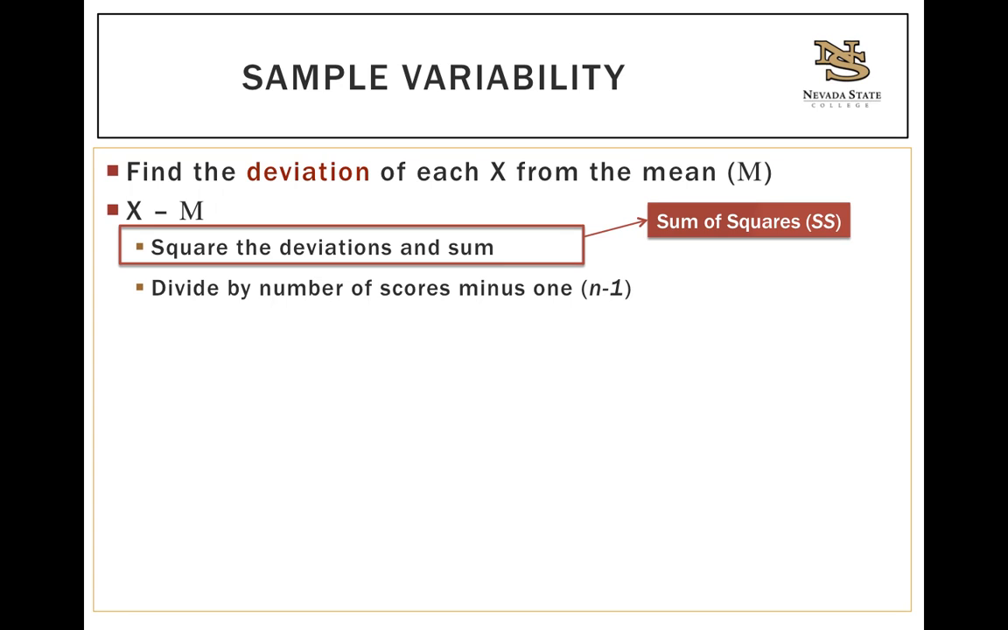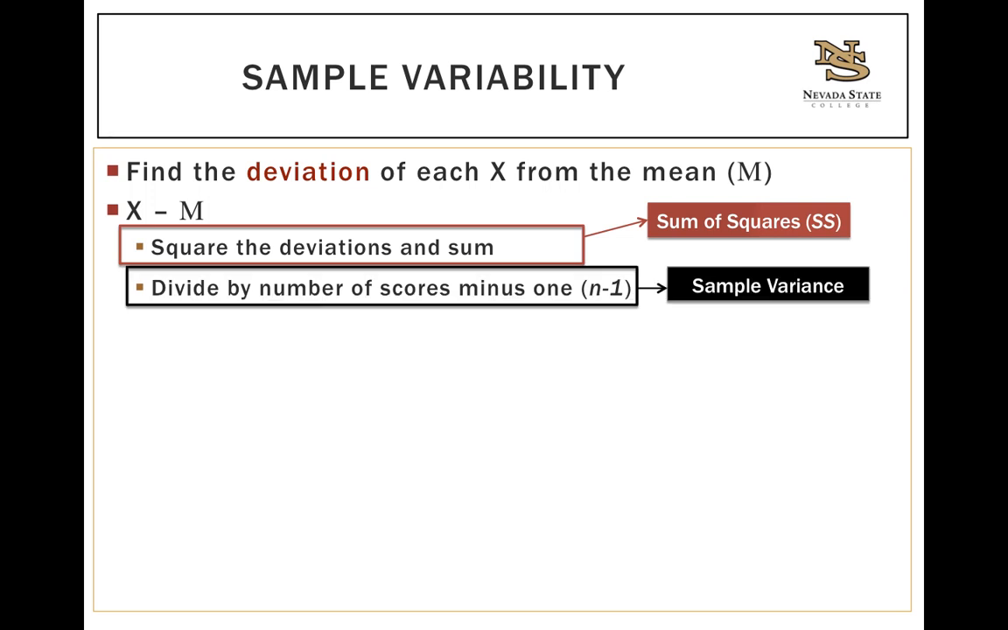Now you're going to divide by the number of scores minus 1. So in this case, it's not simply n, it's n minus 1. And this is now our sample variance.